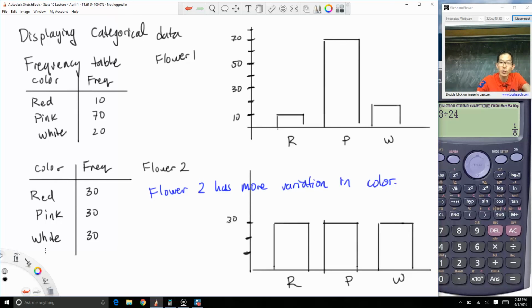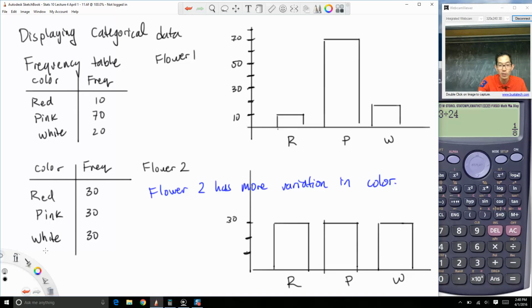Over here, if you were looking at flower 1, your really only option is pink flowers. Yes, there are red flowers and white flowers, but they're hard to come by. If you wanted to shop for flower 1, you're most likely going to get a pink flower. If you're shopping for flower 2, your options are red, pink, and white, and they're all equally available. So creating an arrangement of red, pink, and white flowers of flower 2 is a lot easier, whereas with flower 1, you're really limited in your options.